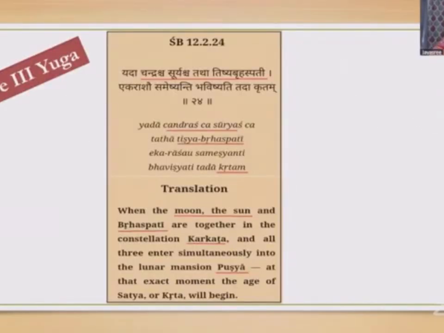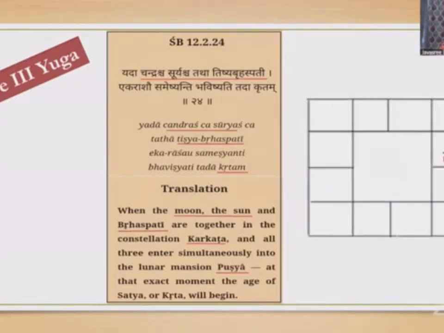Here, I am showing another shloka from Srimad Bhagavatam. There you can see, instead of the super conjunction of 8 planets, Moon, Sun, and Brahaspati join Tishya. That is Tishya Brahaspati. Tishya means Pushya Nakshatra. They join Pushya Nakshatra. Naturally, that can happen only in Kataka Rashi.